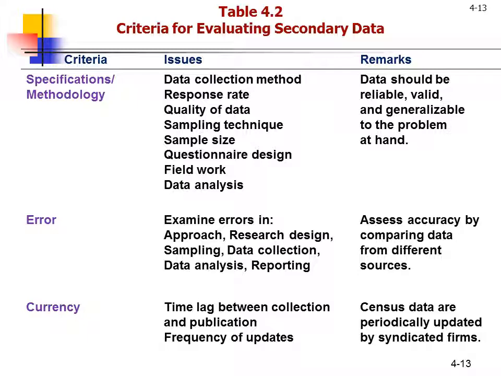The error criterion: examine the errors in the approach, research design, sampling, and data collection. All these items can involve some errors, so the researcher should examine them. The currency includes the time lag between collection and publication. It may be some time between the collection of data and the publication of these data, so the researcher should revise all these data.